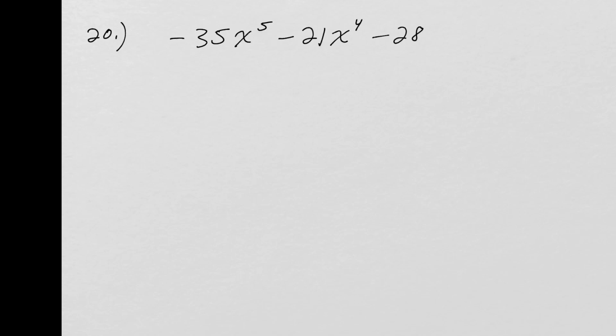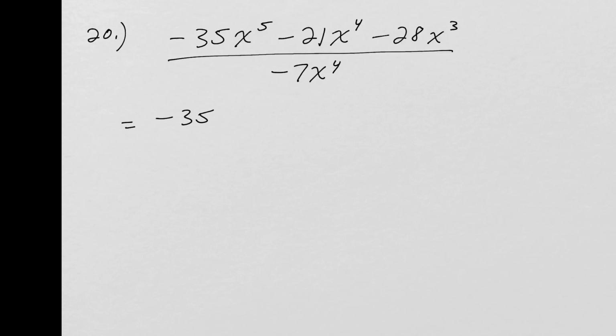Okay, and then the last one. Let me go to a new page again. Oh, it looks like we've done this too. I recognize a lot of these problems from before. So negative 35x to the 5th minus 21x to the 4th minus 28x cubed, all over negative 7x to the 4th. So remember, rewrite this, right?